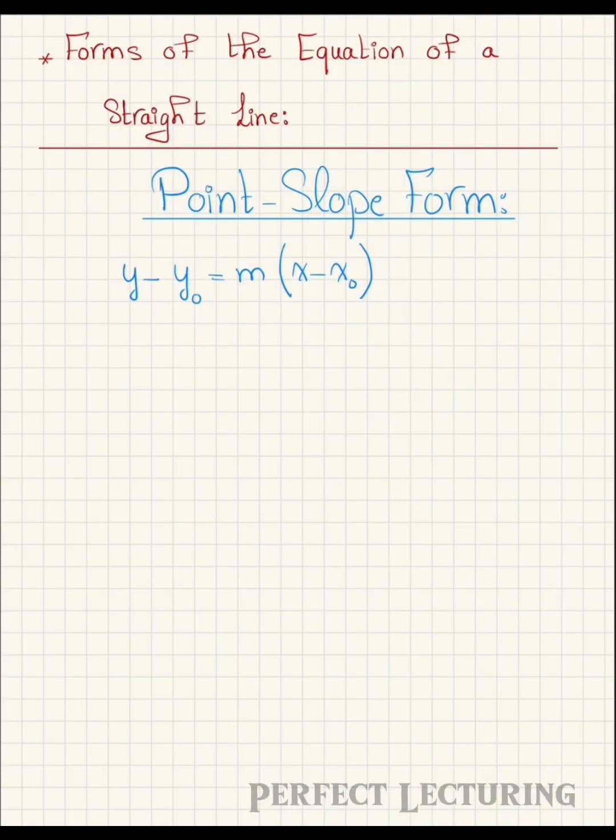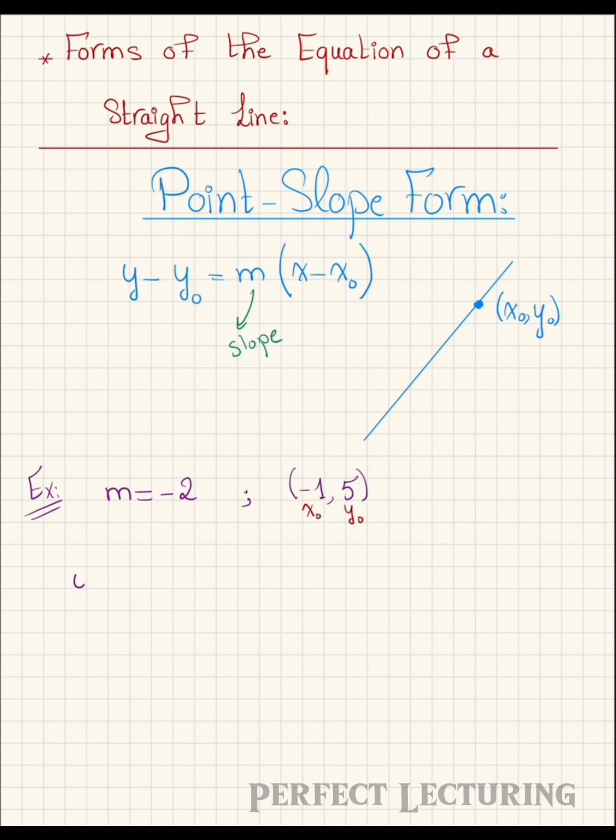The third form an equation of a straight line can be expressed in is called the point-slope form, where x0, y0 is just any point on the line, and m is obviously the slope. Let's do an example. Let's assume that the slope is negative 2 and the point is negative 1 and 5, for example. So this is our x0 and this is our y0. The line becomes y minus y0, that is 5, is equal to m, which is negative 2, times x minus x0, that is negative 1. We get y minus 5 is equal to negative 2x minus 2, and you get the standard form.